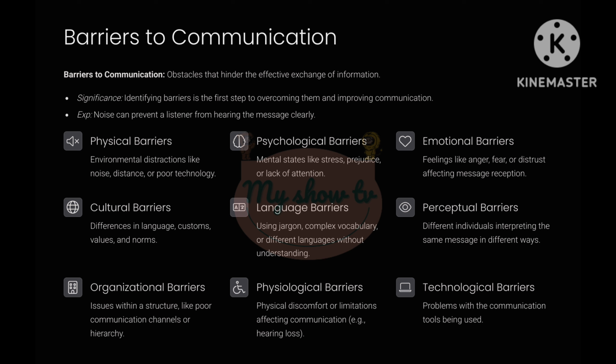7. Organizational barriers. Within a structured environment like a workplace or college, issues within the organizational structure can hinder communication. This could include poor communication channels, a rigid hierarchy that discourages feedback, or a lack of transparency. 8. Physiological barriers. These are physical discomforts or limitations that affect a person's ability to communicate effectively. Examples include hearing loss, speech impediments, or even physical pain that distracts from the communication.